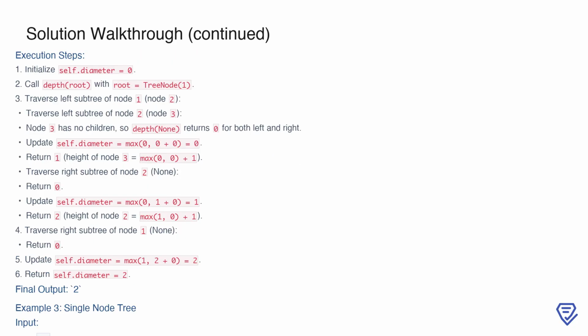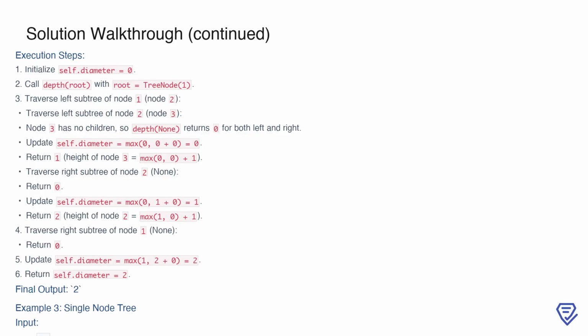In this example, we are working with an unbalanced binary tree where node 1 has only a left child, node 2, which itself has a left child, node 3. The process begins similarly by initializing self.diameter to 0 and calling the depth function at the root node 1.